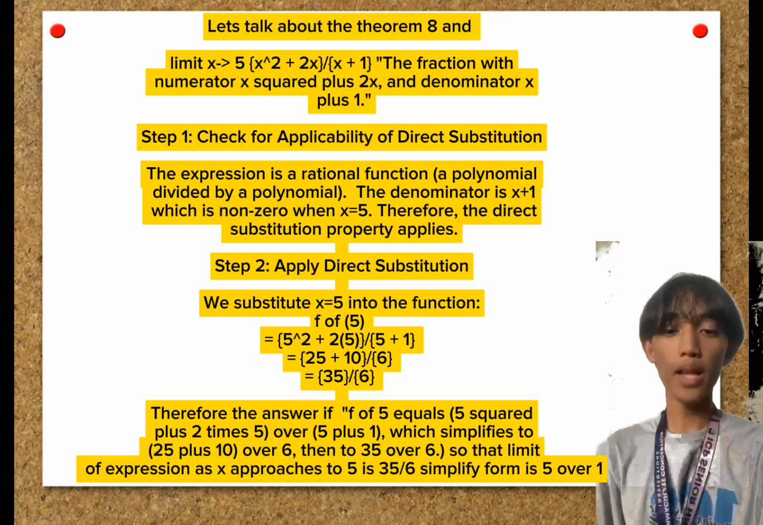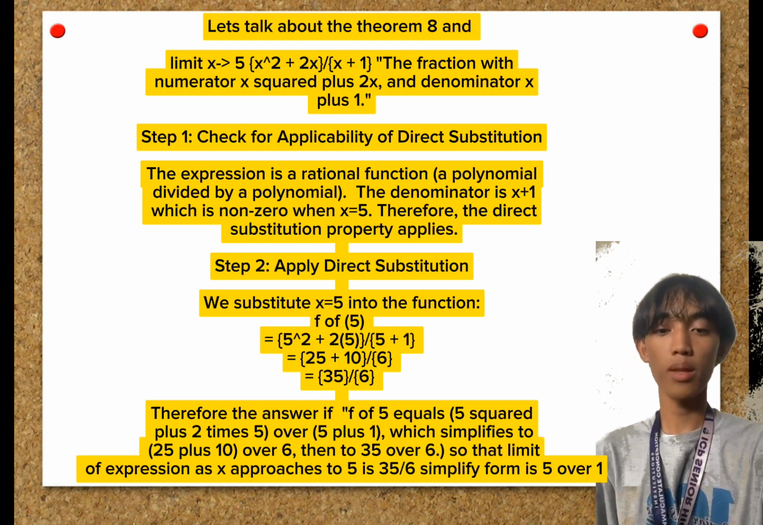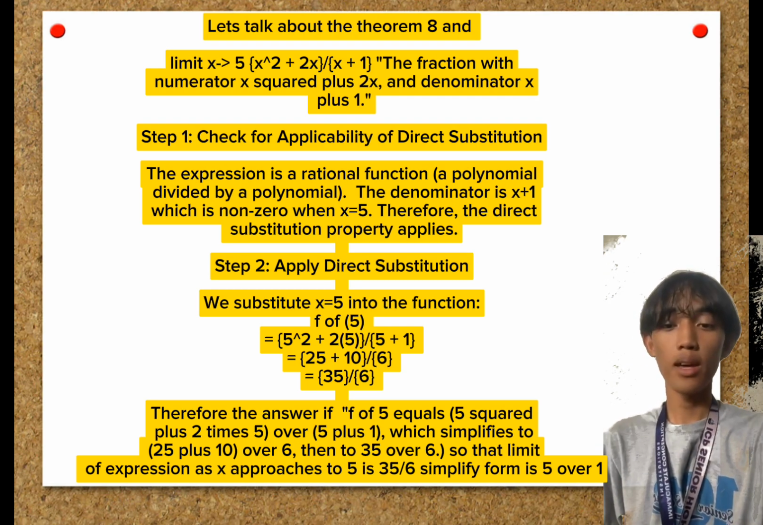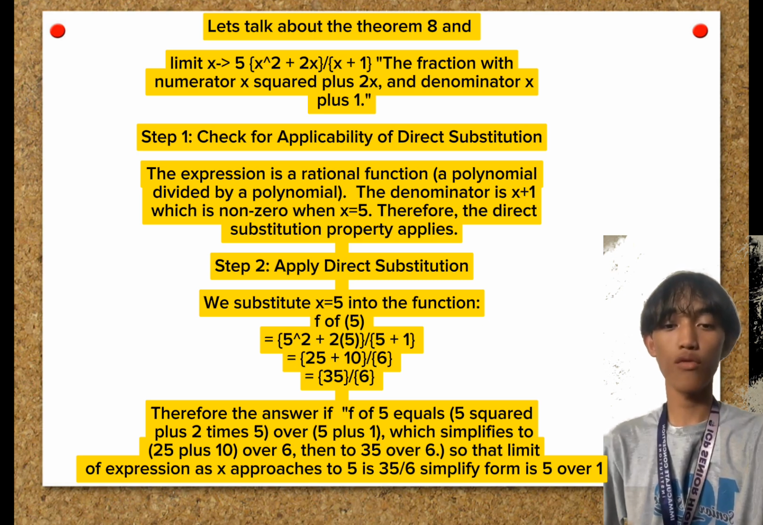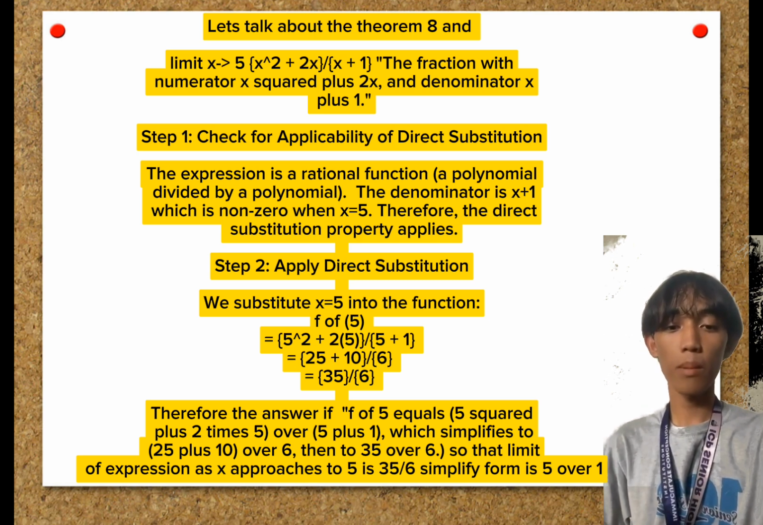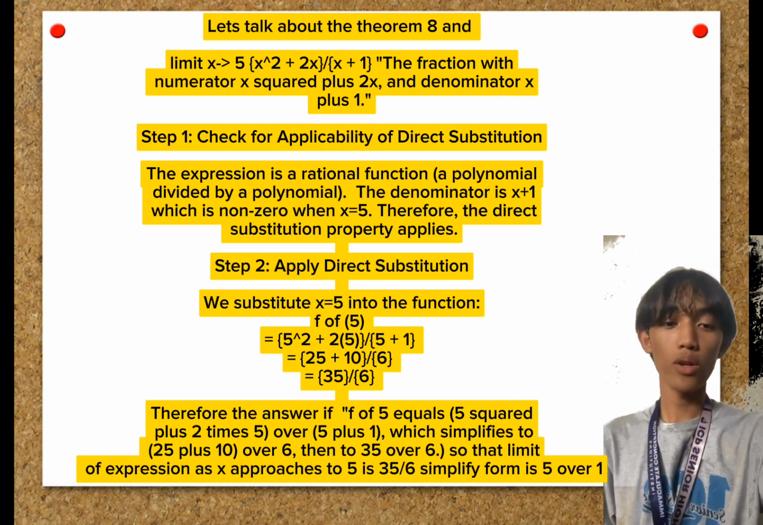Step 2. Apply direct substitution. We substitute x equals 5 into the fraction. f of 5 equals (5 squared plus 2 times 5) over (5 plus 1), which equals (25 plus 10) over 6, which equals 35 over 6.